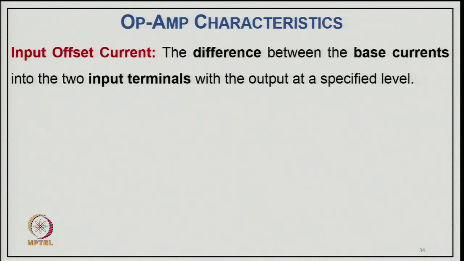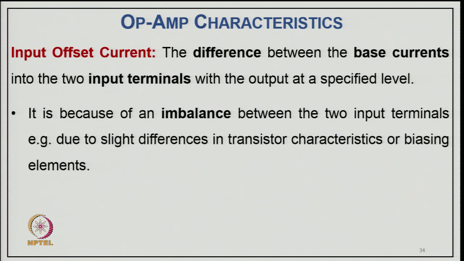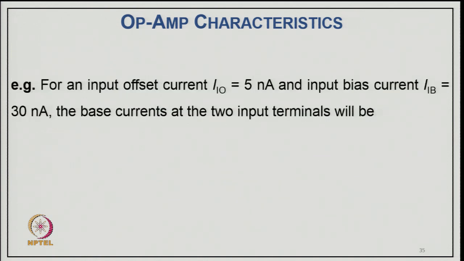Next, the input offset current is the difference between the base currents at the two input terminals with the output at the specified level. It is because of imbalance between the two input terminals, due to slight differences in the transistor characteristics of the biasing elements. Because there is a lot of amplification, even a small noise affects the operation and characteristics of this operational amplifier, so we have to take care of this small offset also. So IIO equals IIB plus minus IIB minus, which is the imbalance between the two inputs.